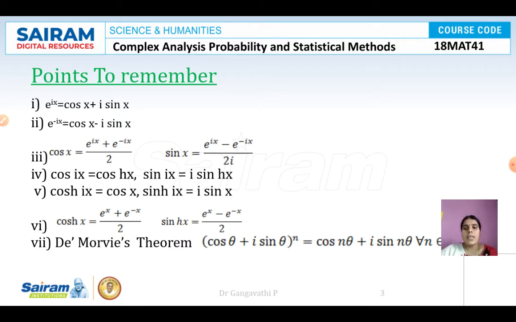So cos x is e power ix plus e power minus ix divided by 2, and sin x is e to the power of ix minus e power minus ix divided by 2i. So this is the trigonometric function in terms of exponential terms. Now let us see what cos ix is. So we may come across all these things.